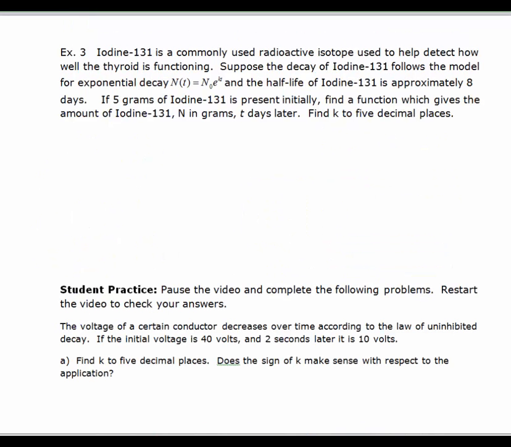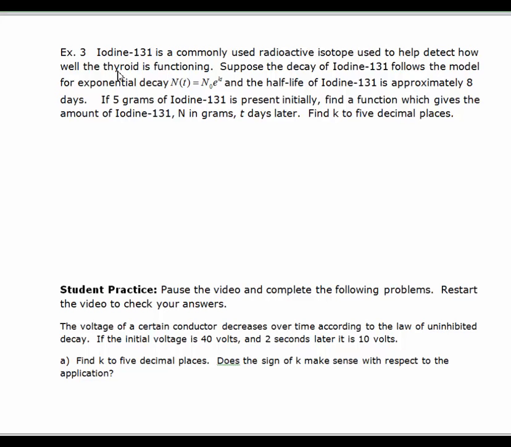So the last two examples were examples of exponential growth where your constant was positive. And now we're going to look at an example where we have exponential decay. This is a radioactive isotope. So we're going to look at this example.